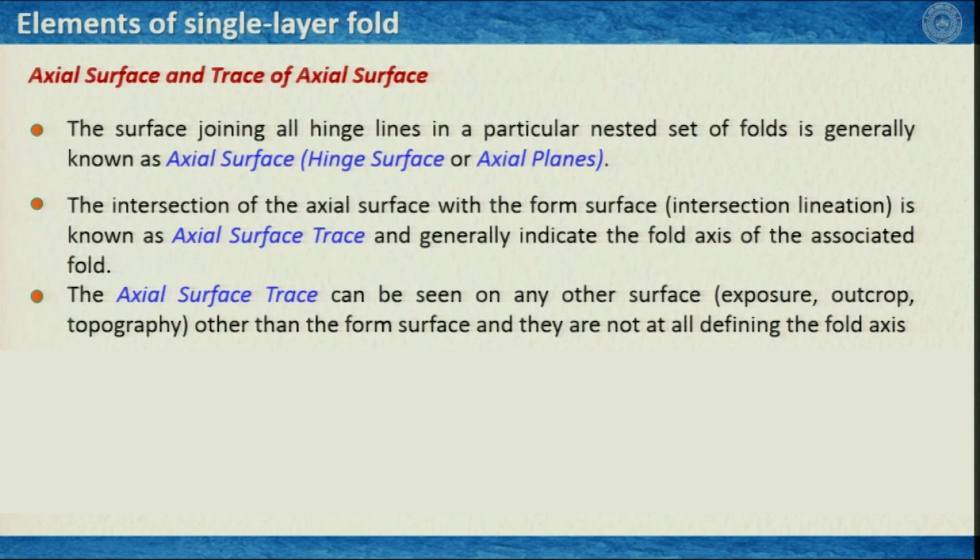The axial surface trace can be seen on any other surfaces. This is something very, very important, and therefore you can see it in exposures, in outcrops or in topographies and so on, other than the fold surface. If you see them on any surfaces other than the fold surfaces, they actually do not define the fold axis, and this is how it works.